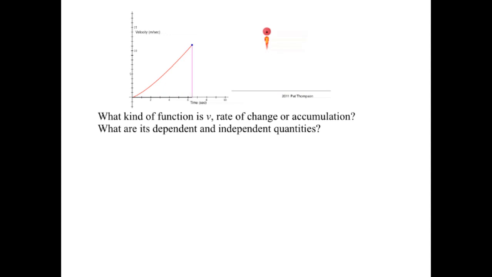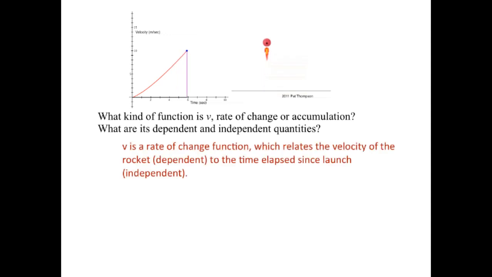Okay, what do you guys think? What kind of function is V? Rate of change. Okay, do y'all think it's rate of change? Okay, rate of change. The dependent variable is velocity, independent is time. Okay, it's the velocity of the rocket, dependent, on the time elapsed since launch, independent.